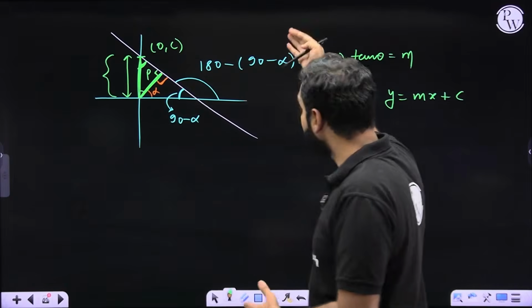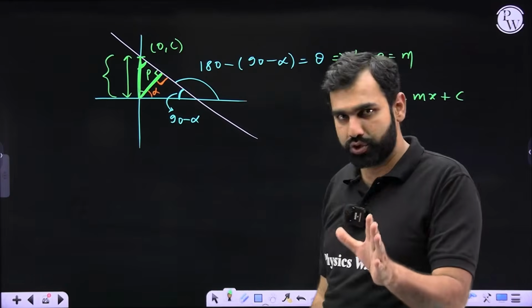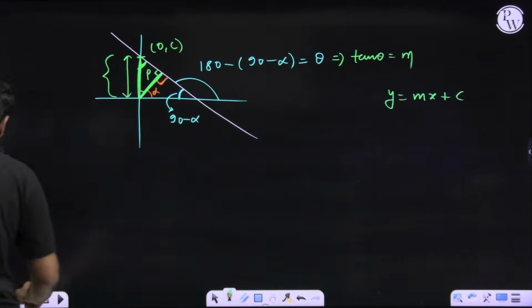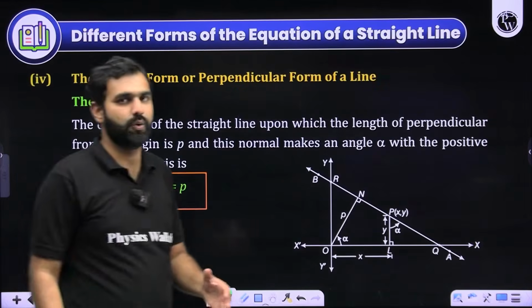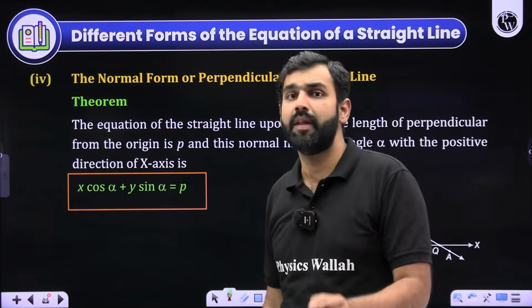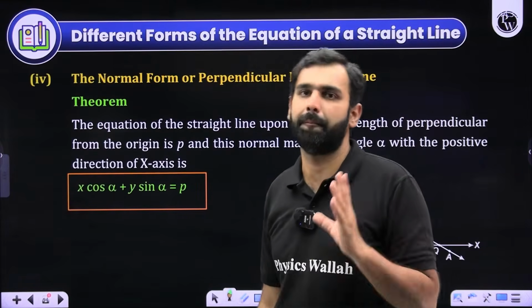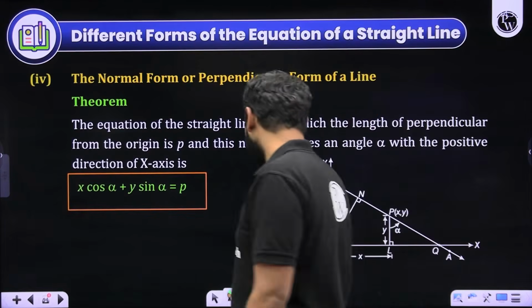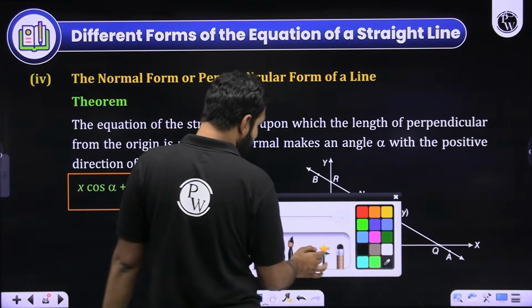I'm not giving you the complete derivation, but I'm sharing the approach. And if you do understand this particular approach, from that derivation only, you will reach this conclusion: x cos alpha plus y sin alpha is equal to p in its most simplified form. So I hope you'll remember this conclusion. IIT again is in love with this particular result.